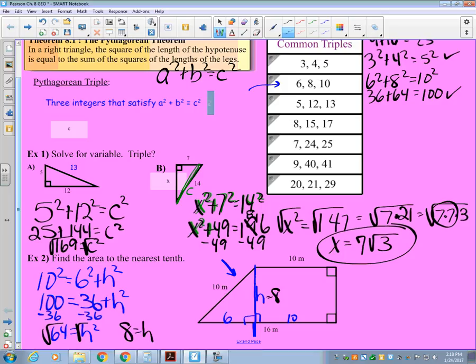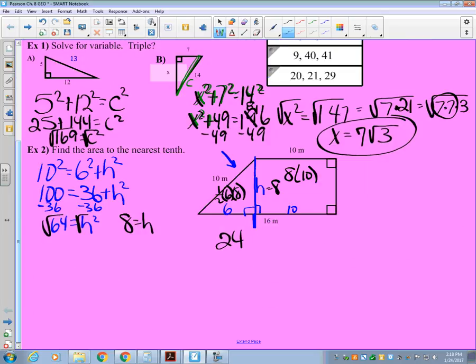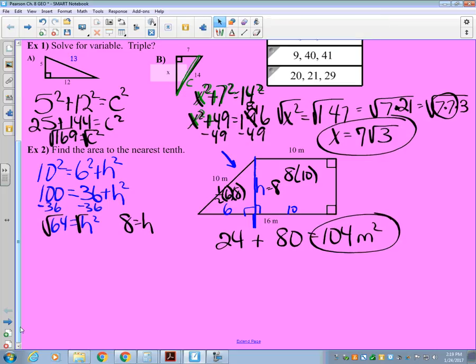So now we can find the areas of the triangle, which is 1/2 times 6 times 8. And we can find the area of the rectangle, which is 8 times 10. So the area of the triangle is 48 divided by 2, that's 24, plus 8 times 10, which is 80. 24 plus 80 is 104, and let's put the units squared. So when you're missing the height of a triangle, you can use Pythagorean theorem to find that height.